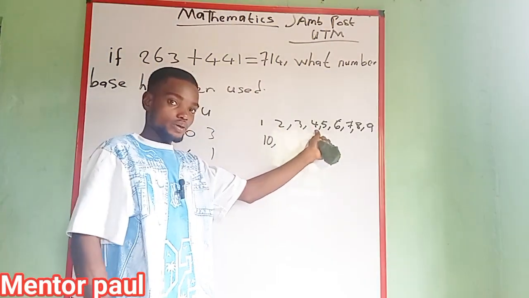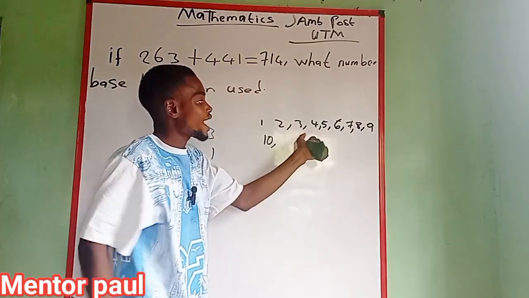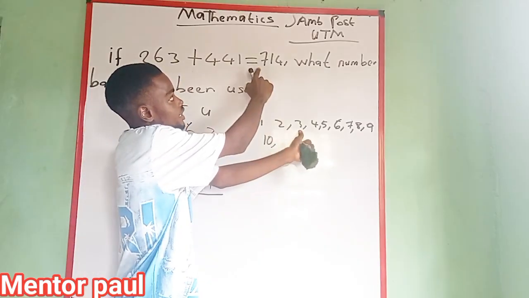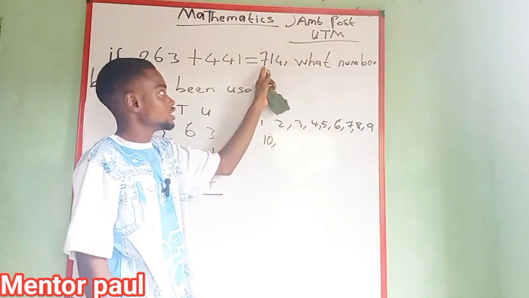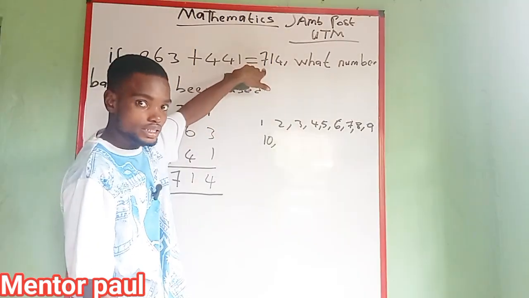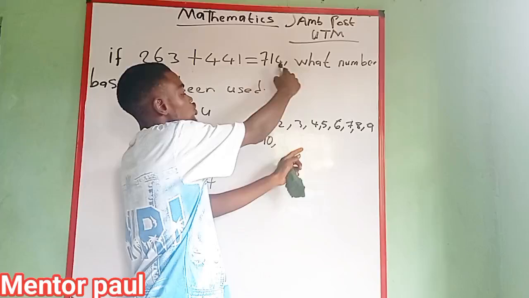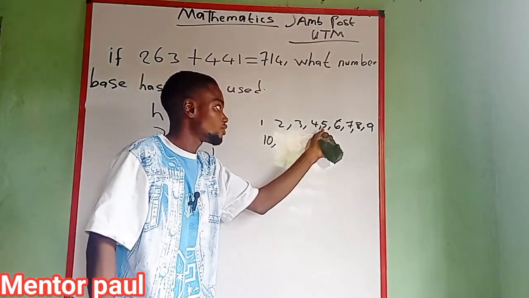If it's base 4, the digits are going to stop at 3. But if you look here now, this number has passed 3. It is up to 7. So now, if it's base 5, the digits you're going to have here must not be greater than 4.